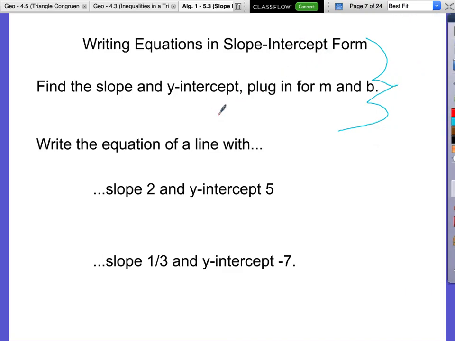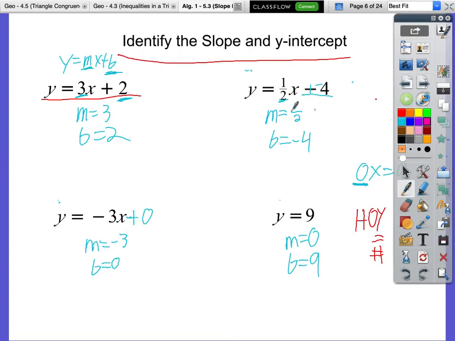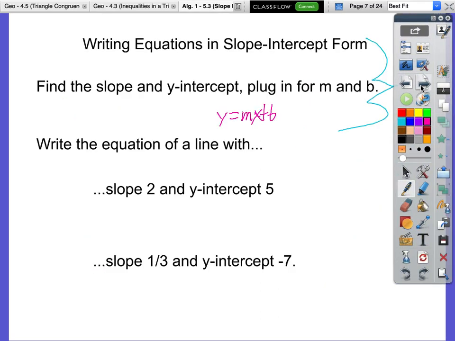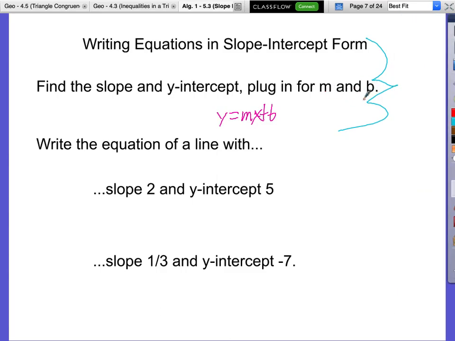What does slope-intercept form look like? Y equals mx plus b. Very good. Y equals mx plus b, okay? So what we're going to do is we want our y and our x to stay the same. Because just like on the last slide, all these different equations still have the y and the x. We're going to want this equation to still have a y and an x. And so we're going to plug in the m and b.